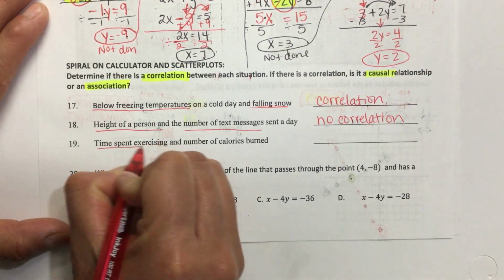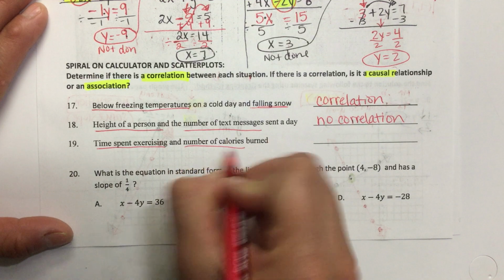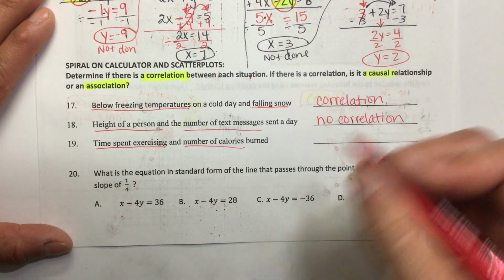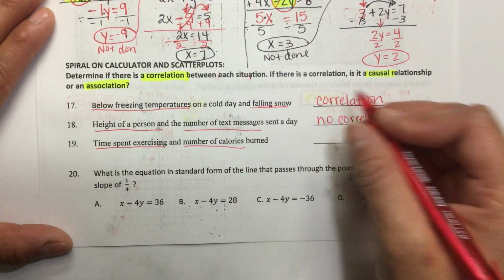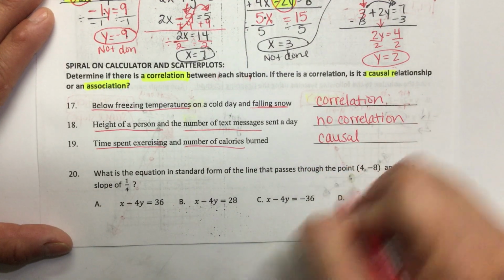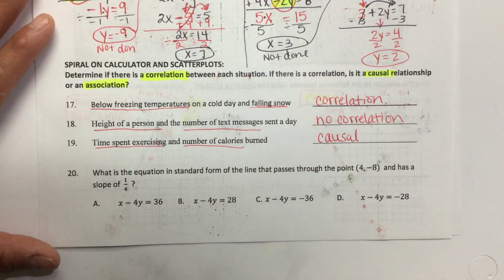And 19, time spent exercising and number of calories burned. The more you exercise, the more calories you're going to burn. So there is a correlation, and it's going to be causal. So this is a causation.